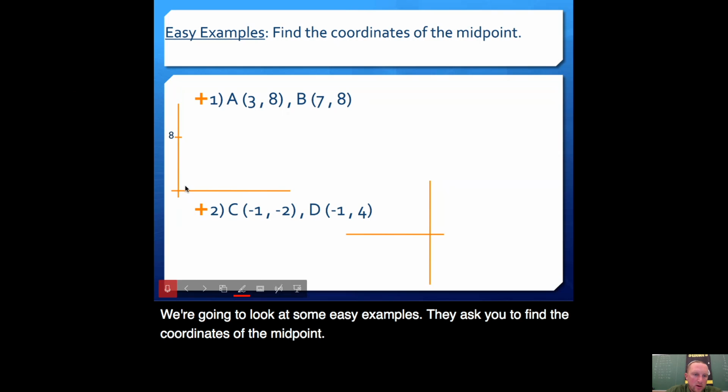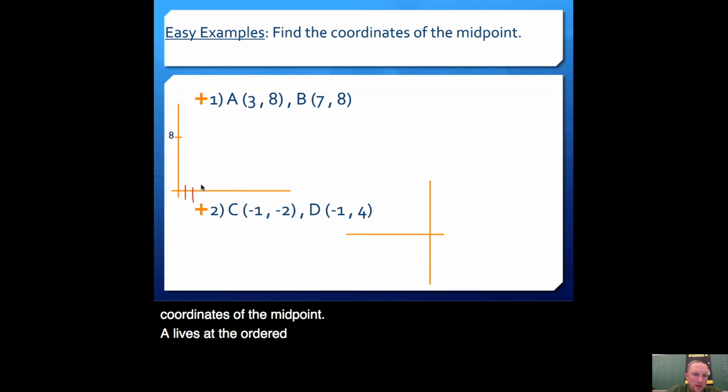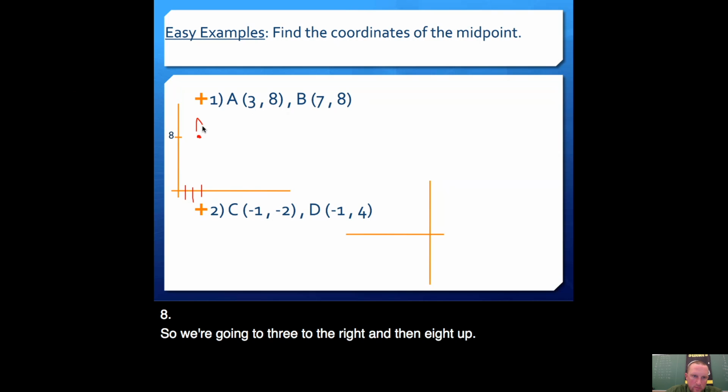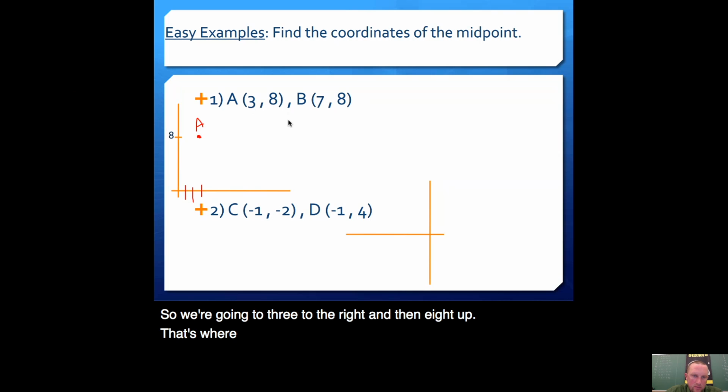A lives at the ordered pair (3, 8). So we're going to go 3 to the right and then 8 up. That's where A lives. B lives 7 to the right and 8 up.